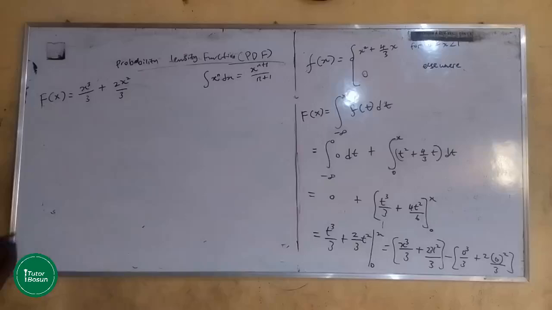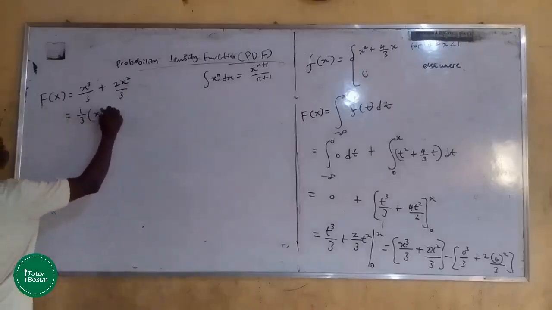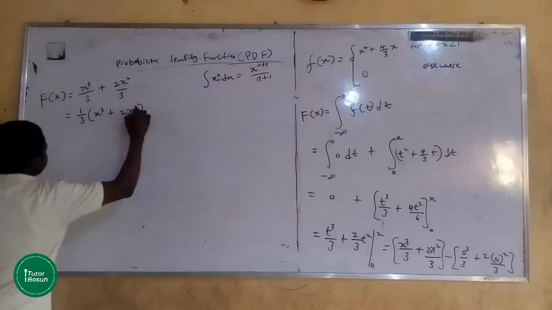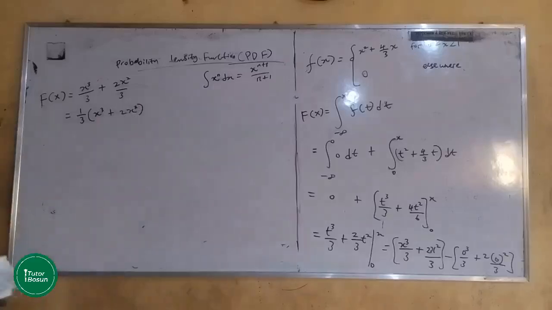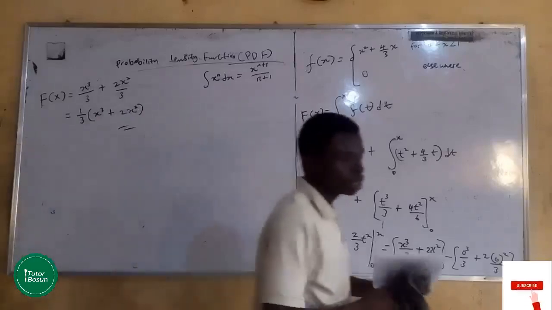But 1 over 3 is common. We can bring out 1 over 3 and have it as 1 over 3 into x cubed plus 2x squared. And that's the final answer to that.